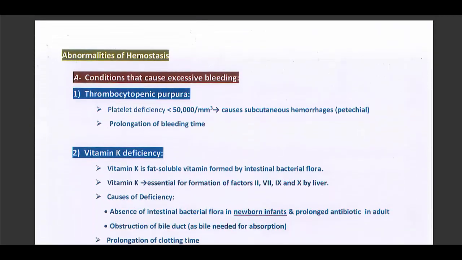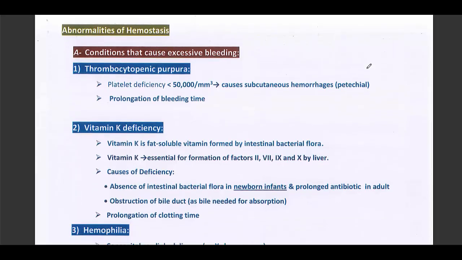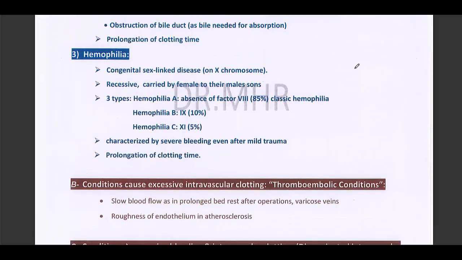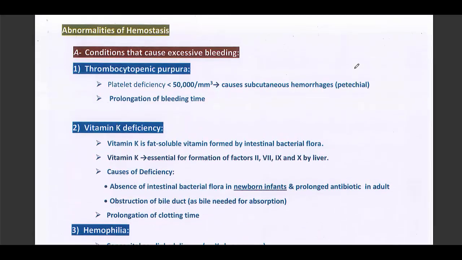Let's move to abnormalities of hemostasis. Firstly, we will talk about conditions that cause excessive bleeding. Excessive bleeding means very slow formation of clot.